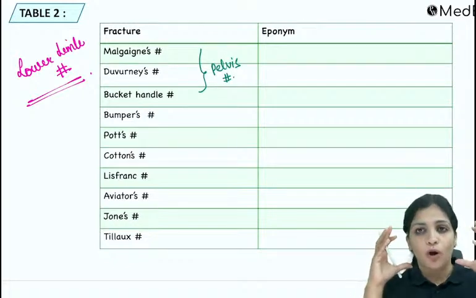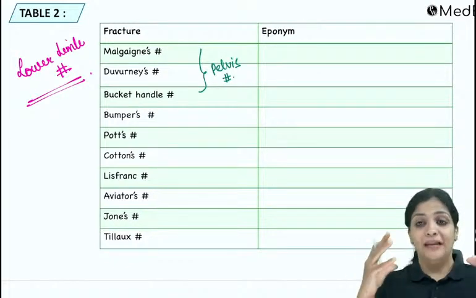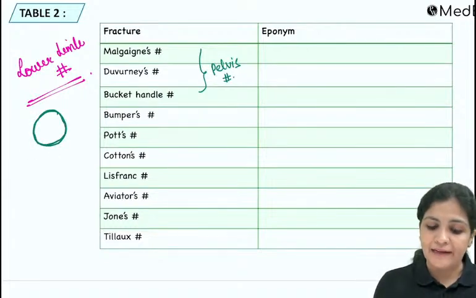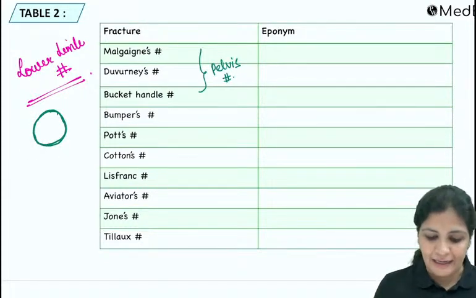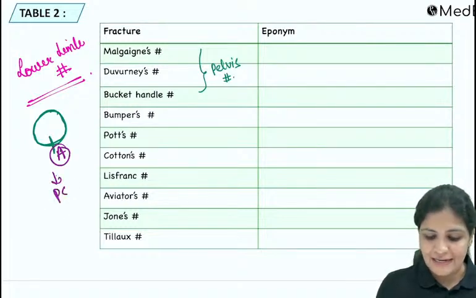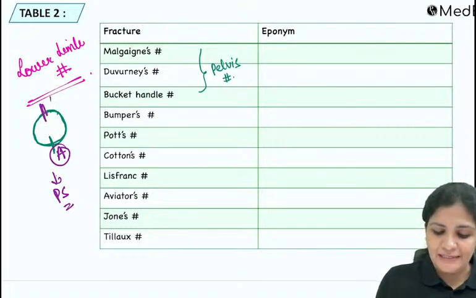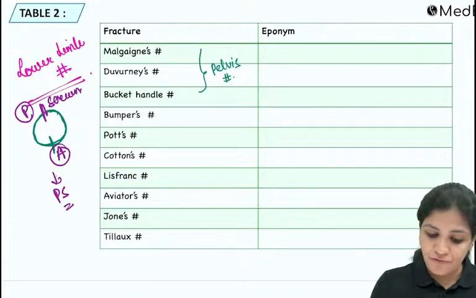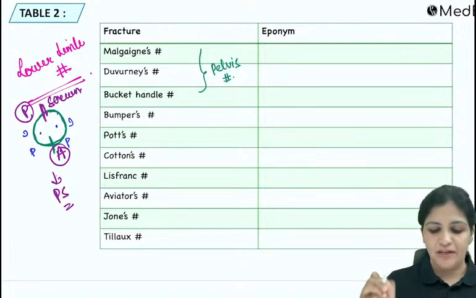So whenever you're dealing with pelvis fractures, you have to always remember that the pelvis is a ring-like structure which is connected anteriorly by the pubic symphysis, let us write as PS, and posteriorly it is connected by the sacrum, right? So this is posterior, this is anterior. And here if you see, there are three structures: pubis, ilium and somewhere here ischium.